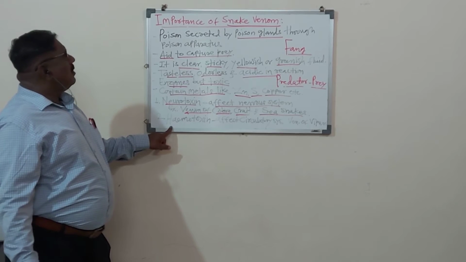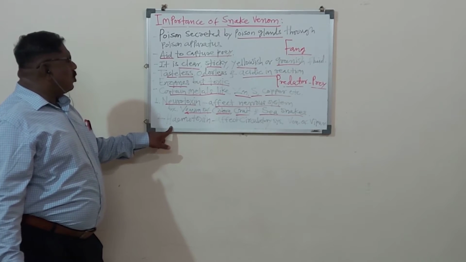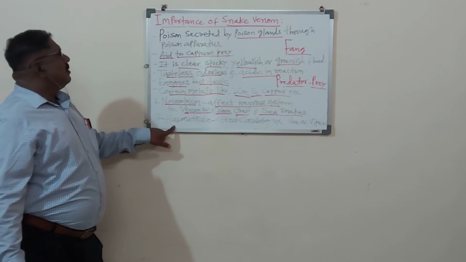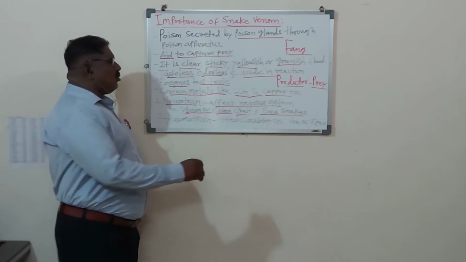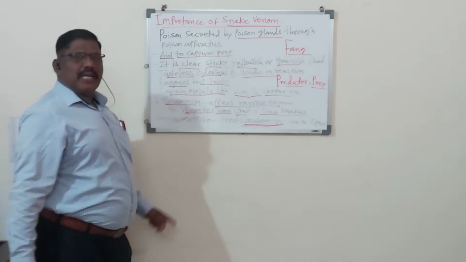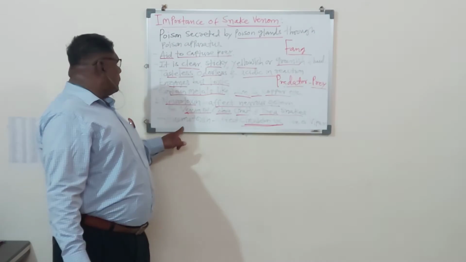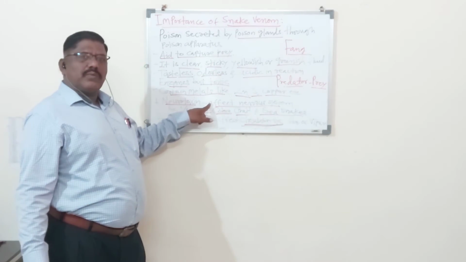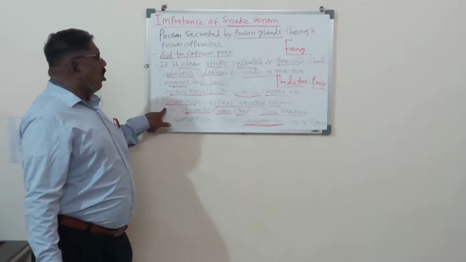Another type of snake venom is hemotoxin. Hemotoxin means snake venom which affects the circulatory system. रक्त भिसरण संस्थेवरती परिणाम करणारा पॉइजन, that is called hemotoxin. आणि नर्वस सिस्टीम मध्ये चेता संस्थेवरती अफेक्ट करणारा म्हणजे न्यूरोटॉक्सिक.